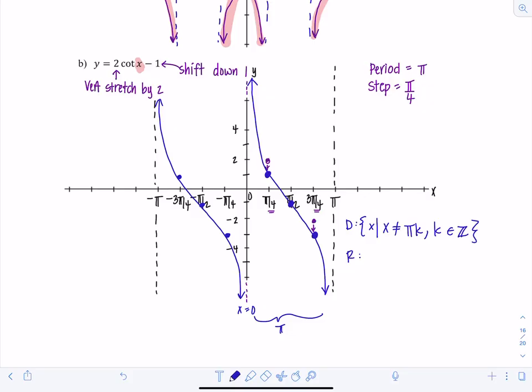And then the range here is actually pretty straightforward. Can you tell just by looking? It's going to be all real numbers. Or you could write negative infinity to infinity. Okay, looks good. Shall we keep going? Do we feel ready?